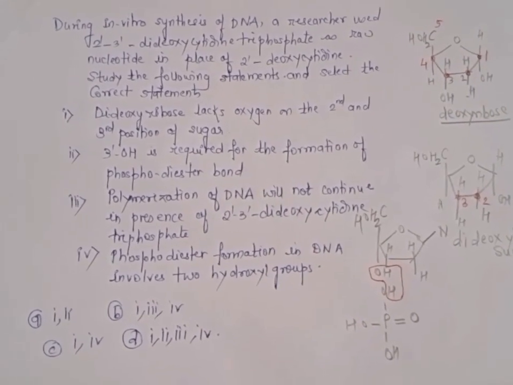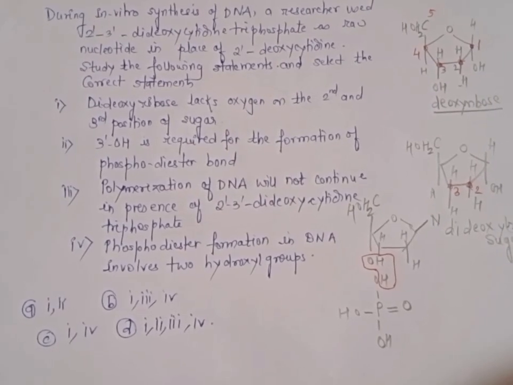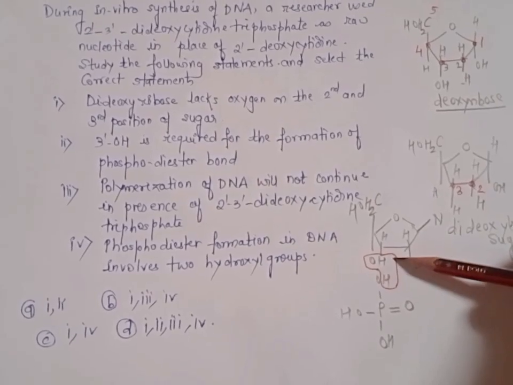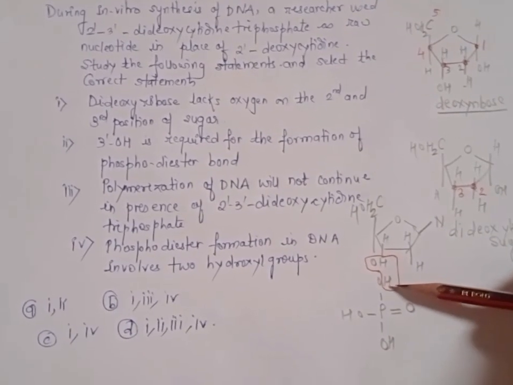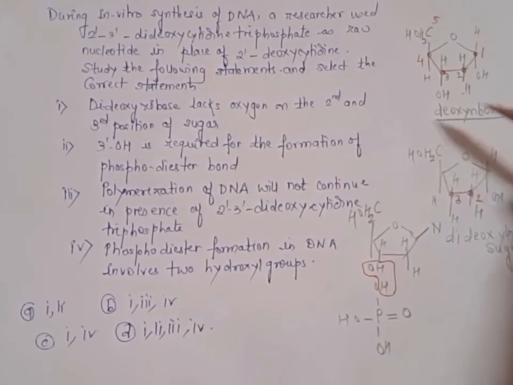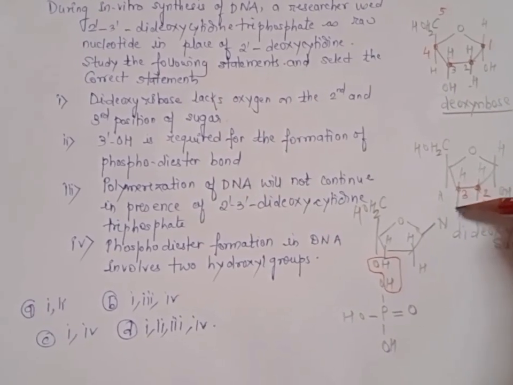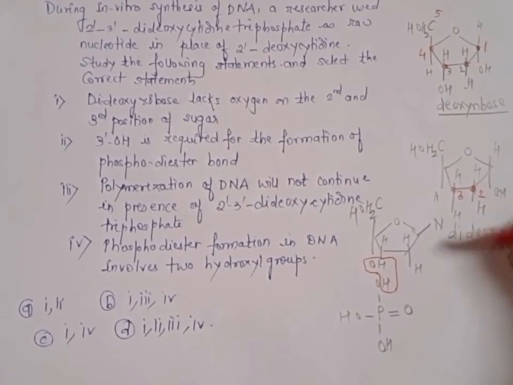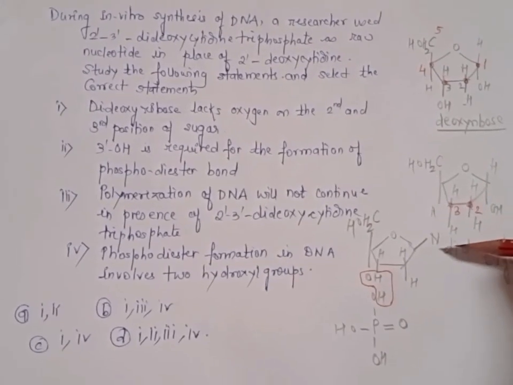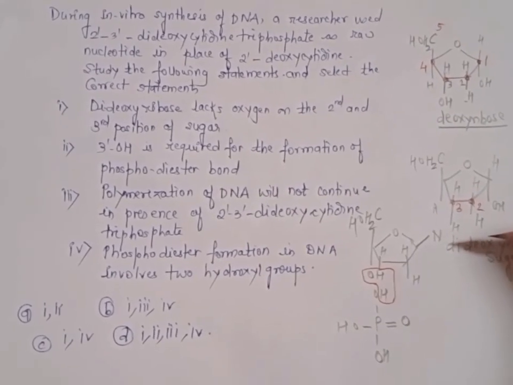Polymerization of DNA will not continue in presence of 2,3-dideoxycytidine triphosphate. So as I told you, on the third position OH is required so that it can react with OH of a phosphate group. So if a dideoxy sugar is present, that OH will not be present here, so a phosphodiester bond will not be formed if there is absence of O on the third position. So the third statement is correct.